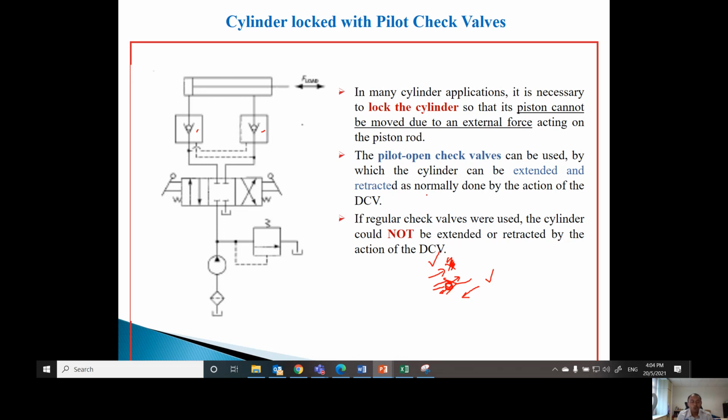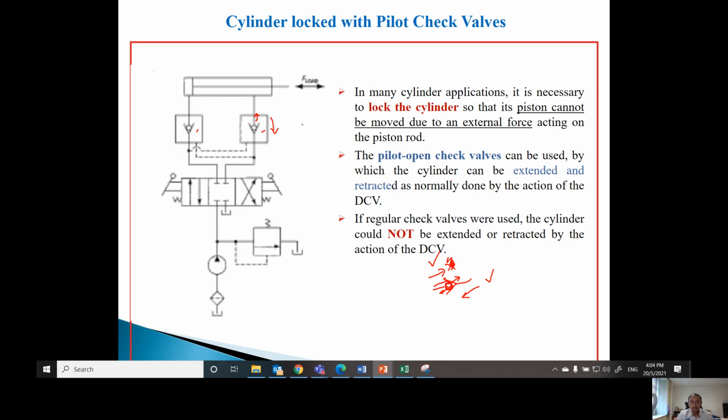For pilot open, you can also allow the flow in the opposite direction by having the pilot line. You can see this dashed line here is a pilot. Pilot means you have a flow of oil which will be supplied to push the ball. In this case, it can push the ball a bit upward, so there will be some opening down here, and then the flow can go through in this direction. So you can do the cylinder locking by using a pilot open check valve.